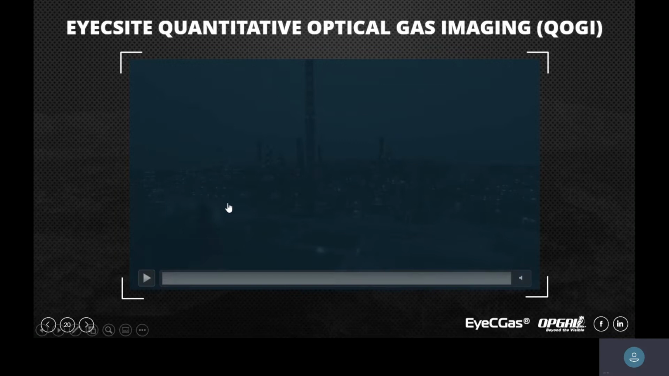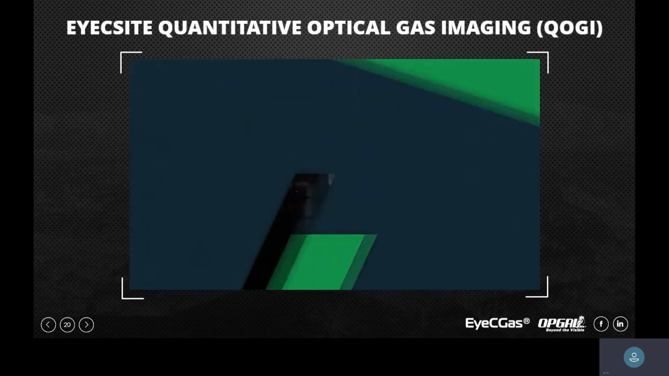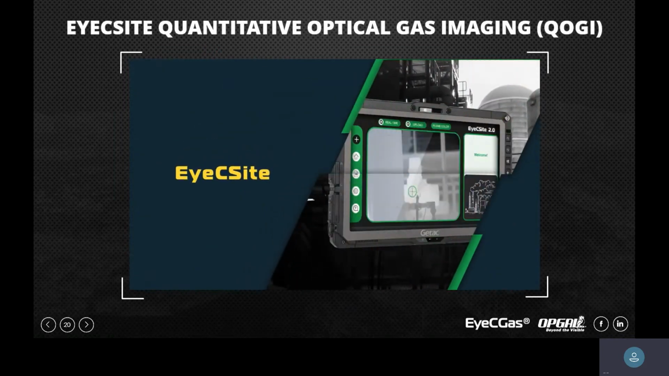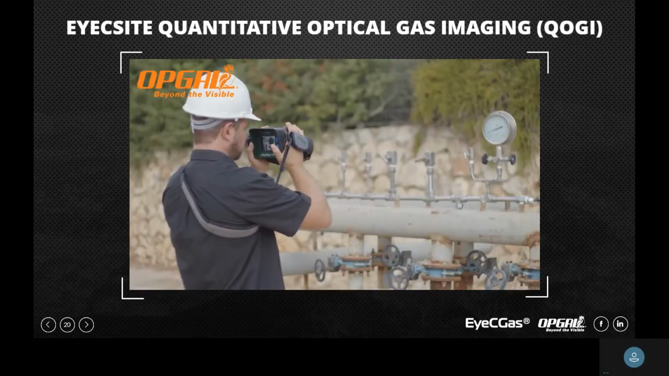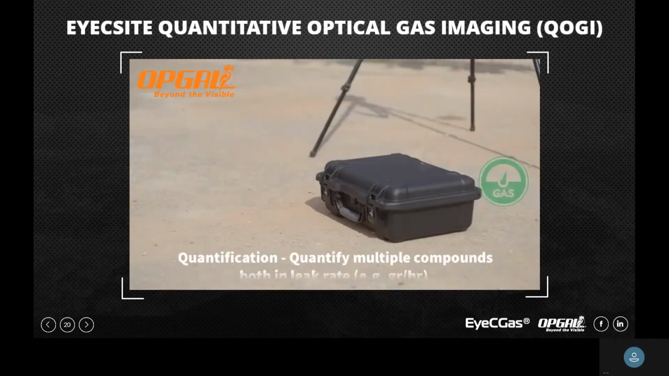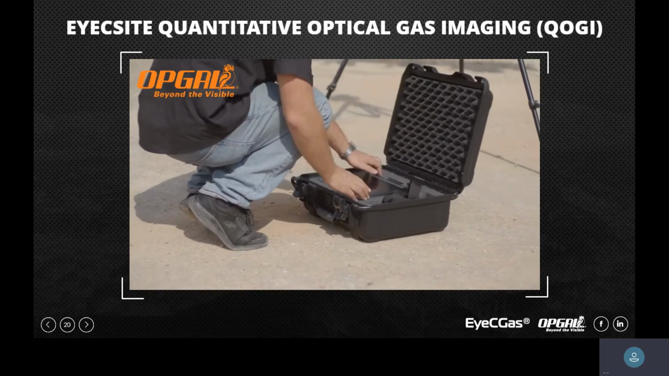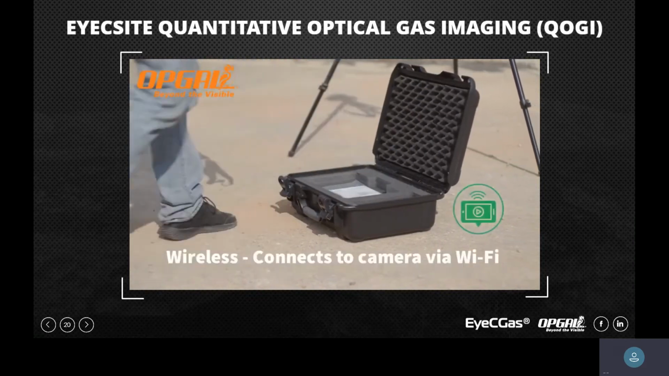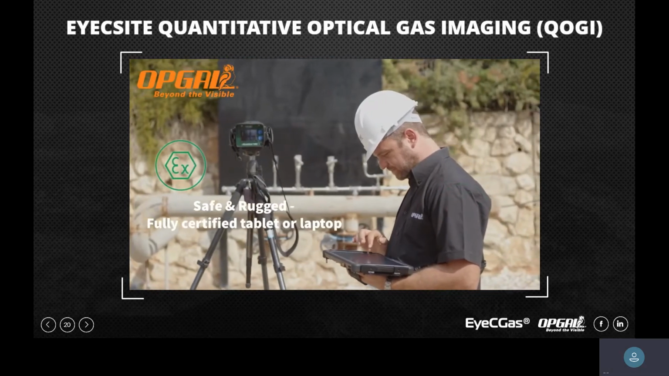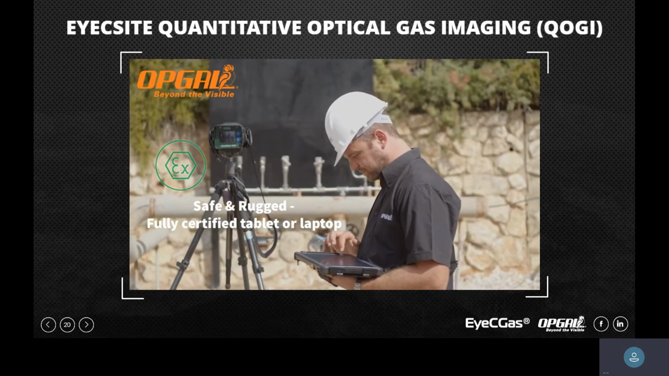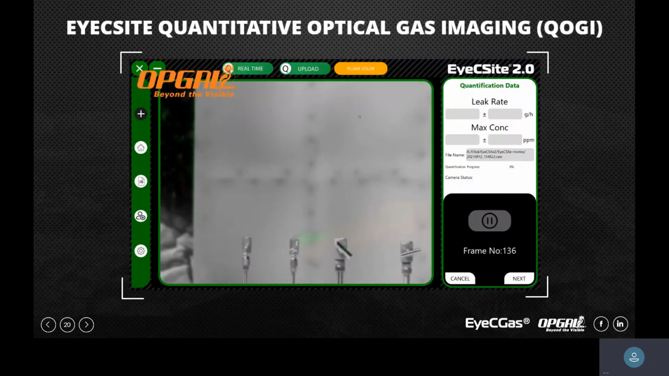So we have developed this EYECSITE quantification. This is a movie. Once a person detects a leak with the EYECGAG 2.0, I'm showing that this is just the procedure. You take out the camera and the tablet, you connect it wirelessly to the computer, and within 1 minute after you put the camera on the tripod and aim it at the leak, you can get the value of the quantification. I will give a full presentation on this at 9:30.